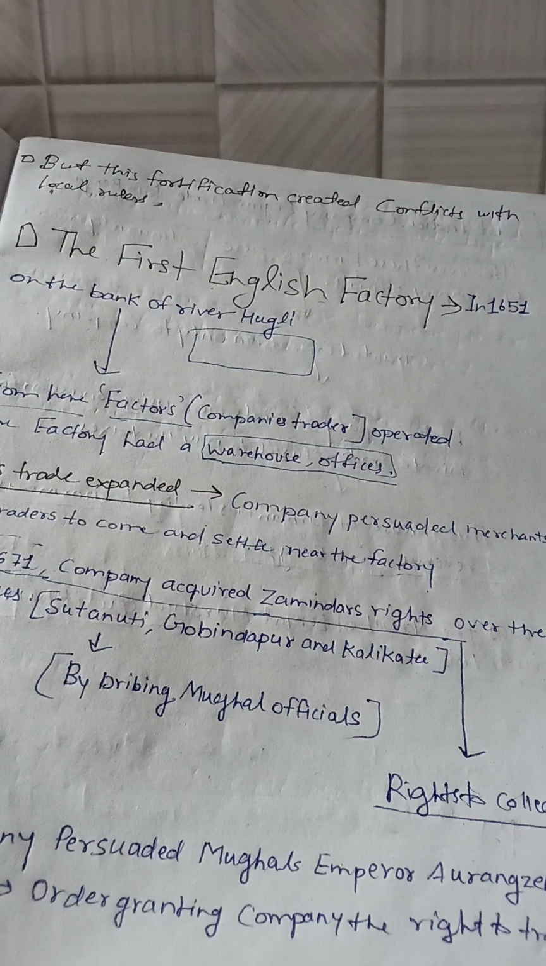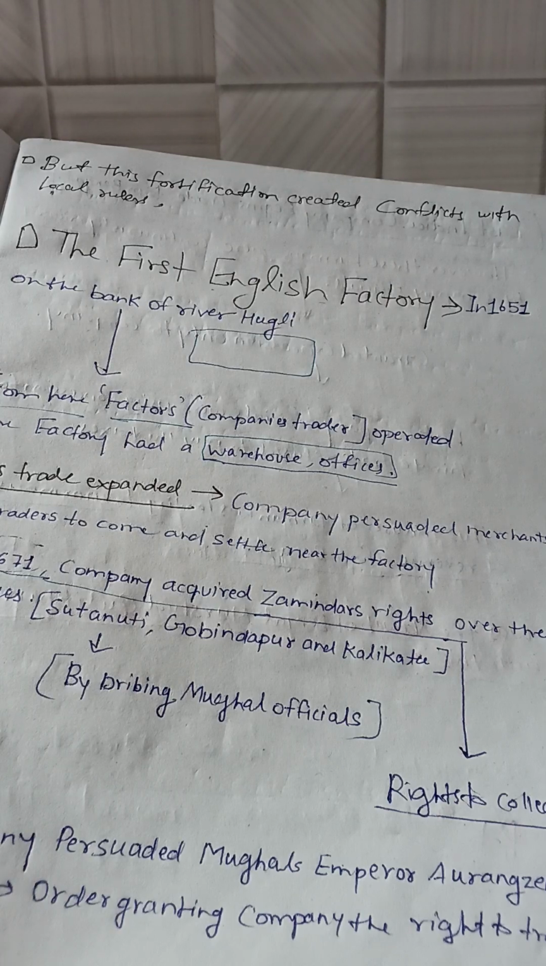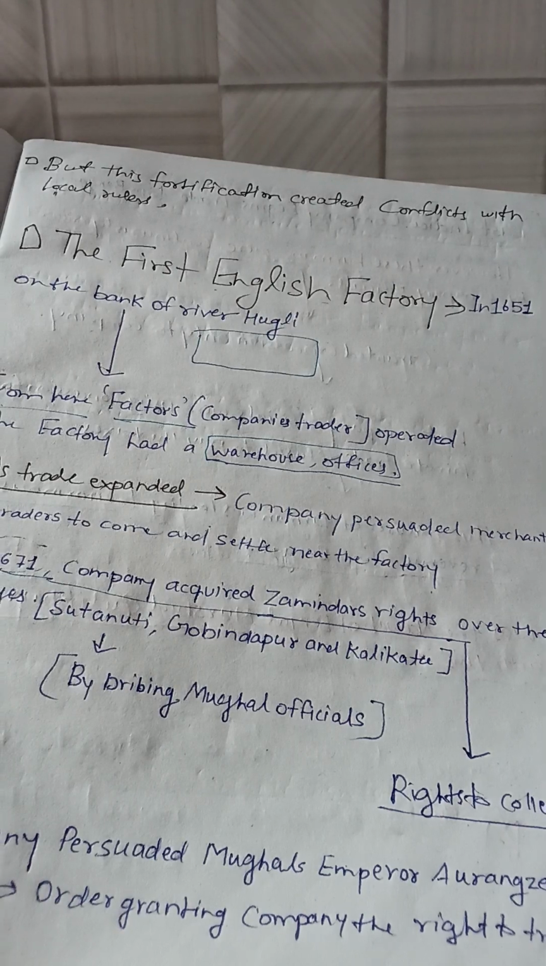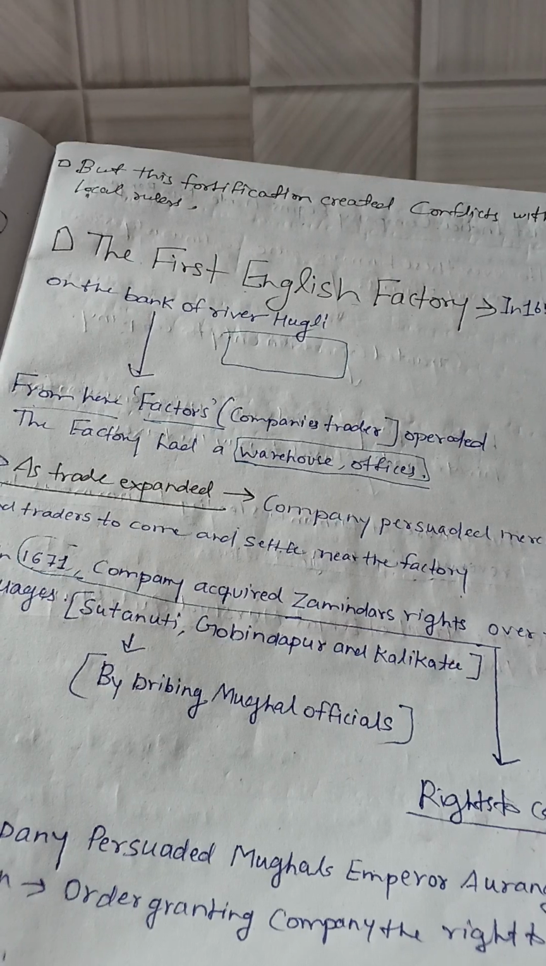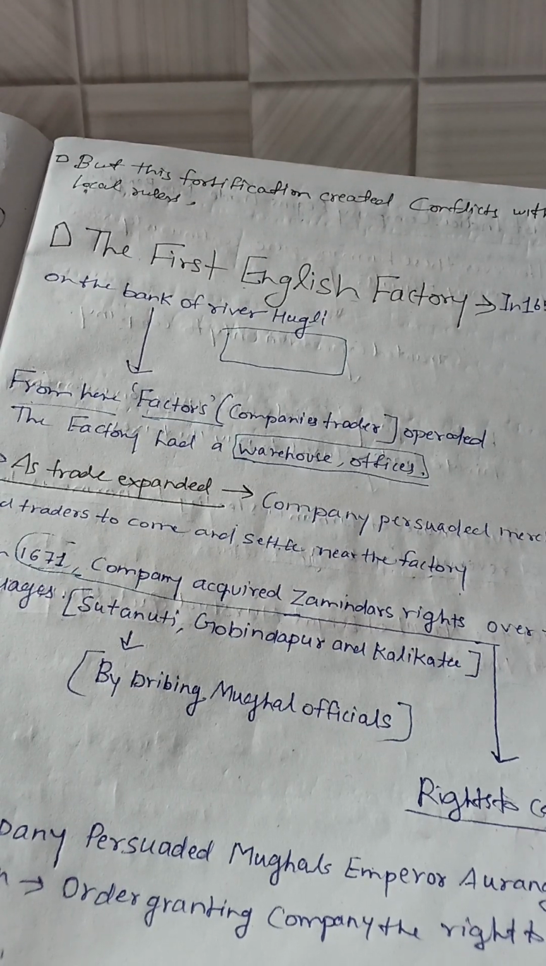Now we are talking about the first English factory. In the year 1651, students, on the bank of the River Hooghly, the Britishers opened this first factory. We are going to know that a factory means the company's trading base, right? The factory had a warehouse and offices.